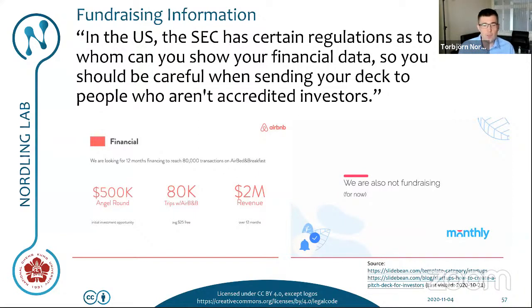And what you include here is simply the amount of funds you are looking for and the stake in the company you are selling for that. So if we, for example, look at the Airbnb slide here, they are looking for 12 months of financing to reach 80,000 transactions on Airbnb. They just want to raise $500,000 in an angel round. And they count on being able to reach $2 million in revenue over the 12 months by using this money.